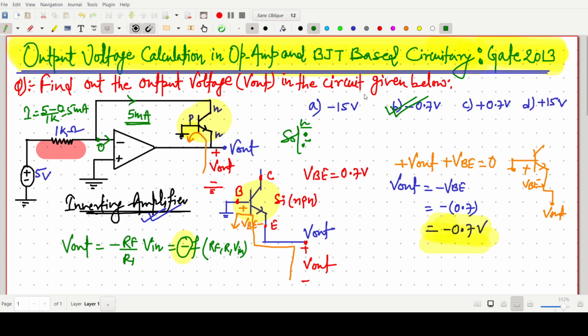So again I am just focusing on the KVL: plus V out, then again going to this side, plus VBE equals 0. So writing again, V output plus VBE equals 0. Very simple. Or V output equals minus VBE. Okay, so this one is the correct answer for this question.